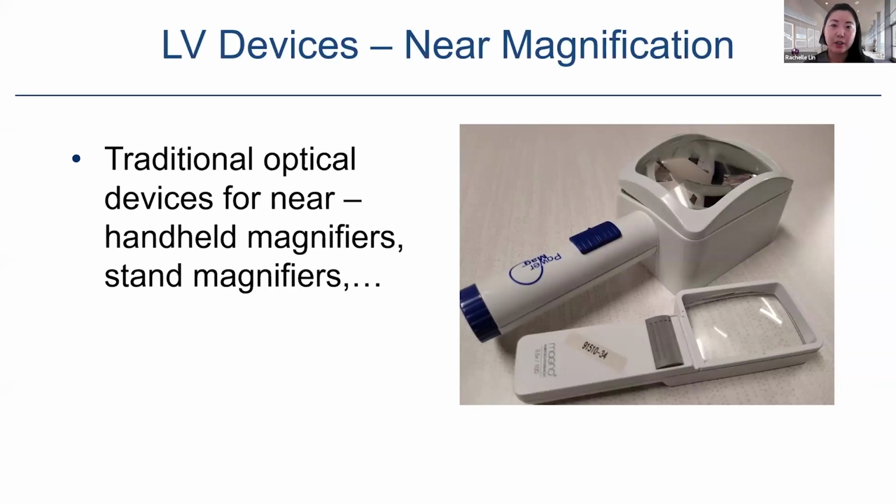Of course, we have our traditional near magnification devices that are very commonly seen, such as our handheld magnifiers and stand magnifiers. Typically, over-the-counter ones come in lower powers and they might not have good optical qualities or lighting. So we are showing the patient magnifiers that may be much more powerful than the ones they can get over the counter.